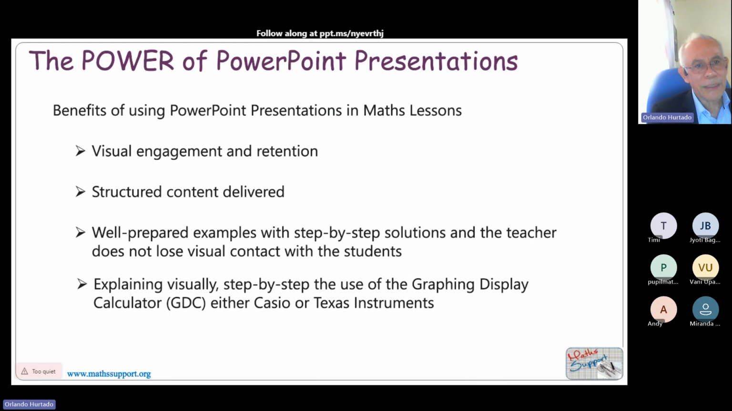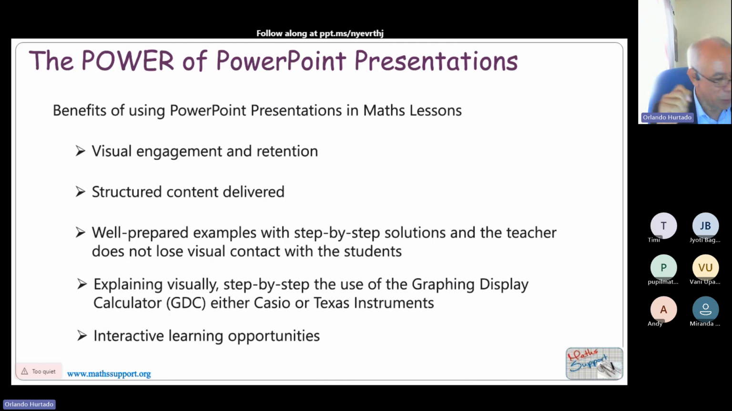And the last of the benefits that I'm listing here is the interactive learning opportunities. So we have the opportunity to interact with the students. As we are showing them the PowerPoint presentation, we are not distracted writing on the screen, on the whiteboard or on the chalkboard. We have contact with the students.